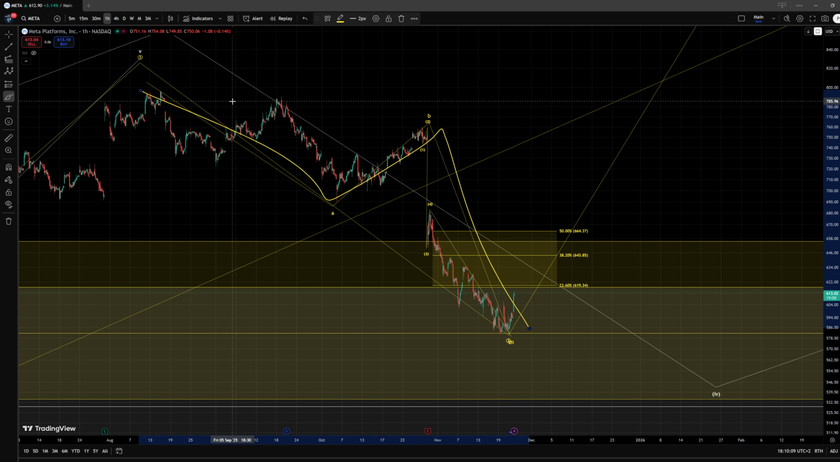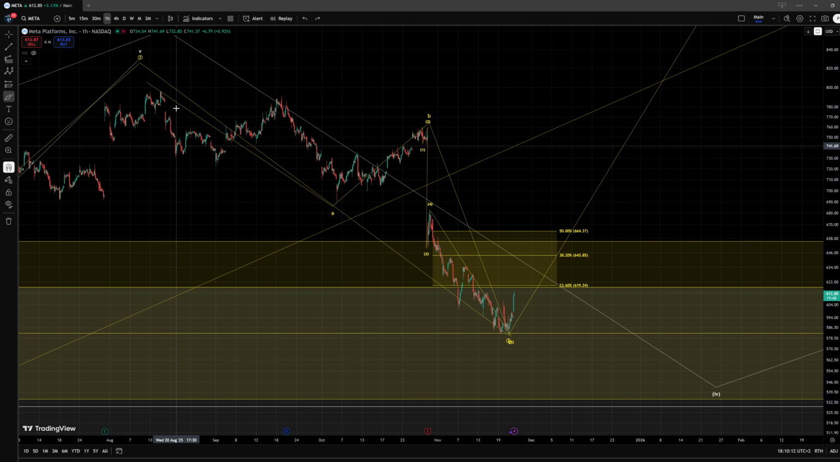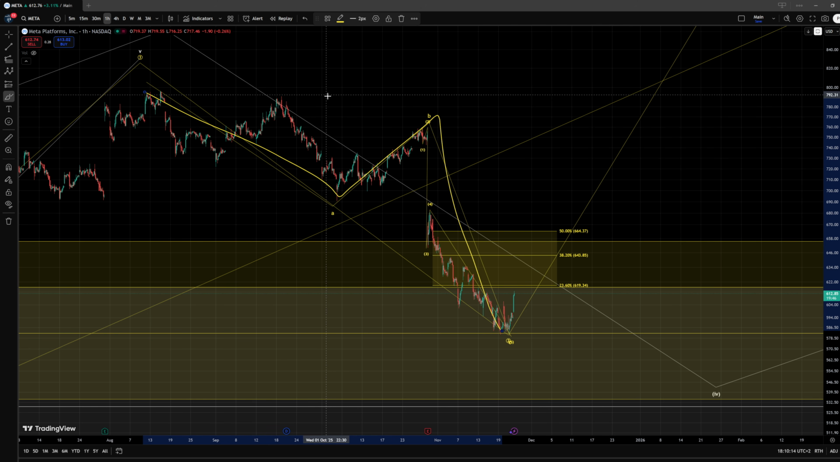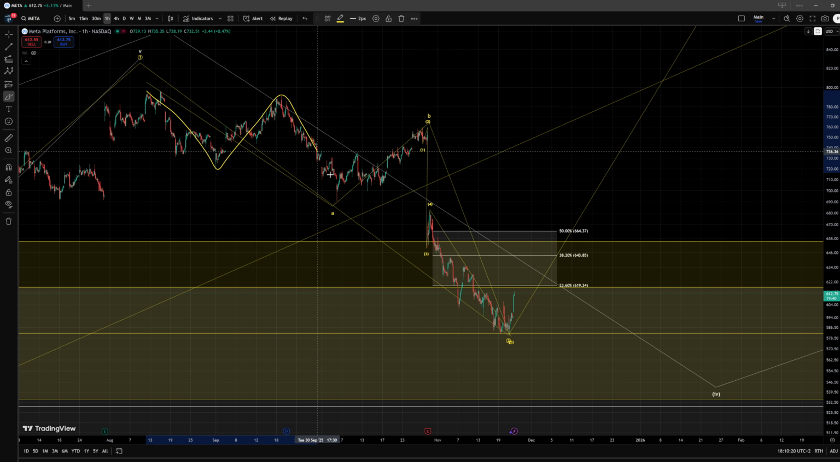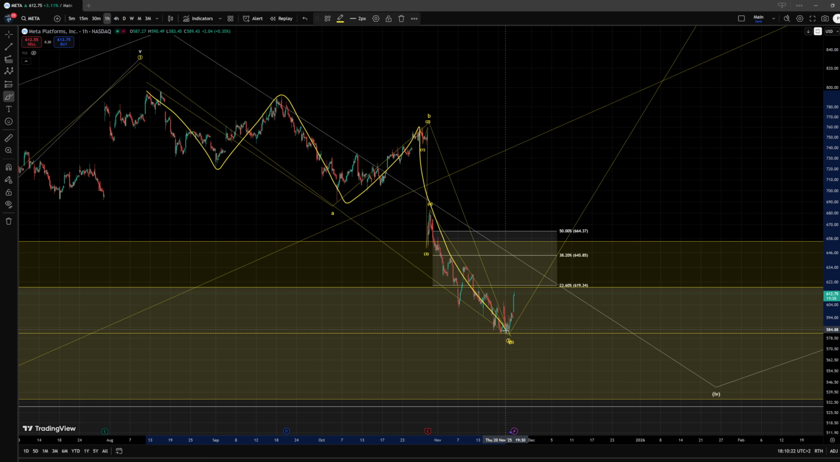This is what I'm going to explain, what I just said. So right now we are tracking this as an ABC, in which case the pattern may be complete. But in some cases, we could also be tracking this as a double 1, 2, 1, 2, then a third wave down. We could be looking for a fourth wave up, and then we should be prepared for extension lower.